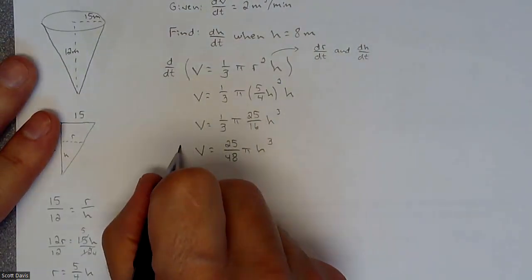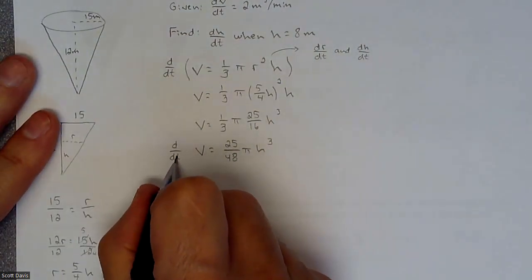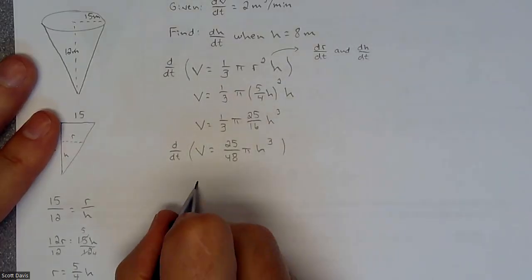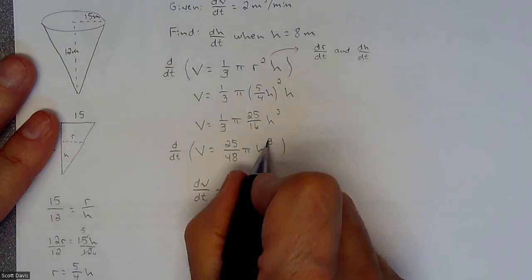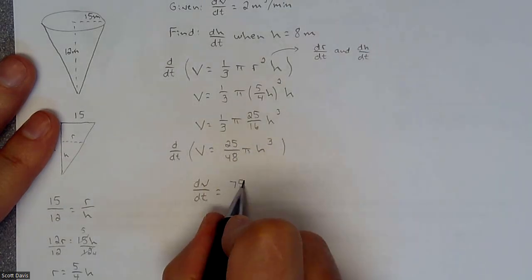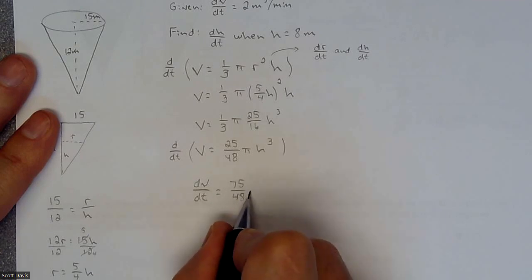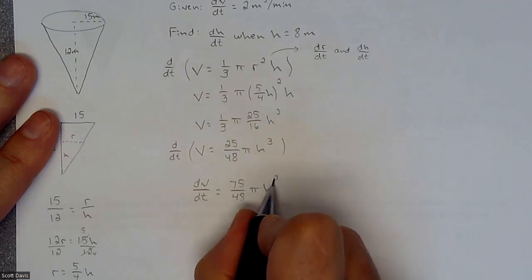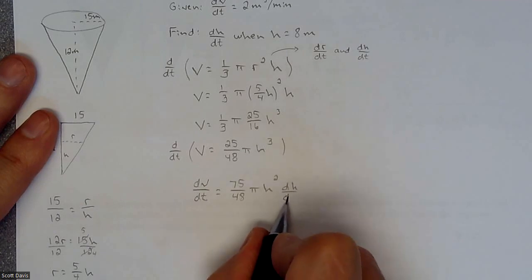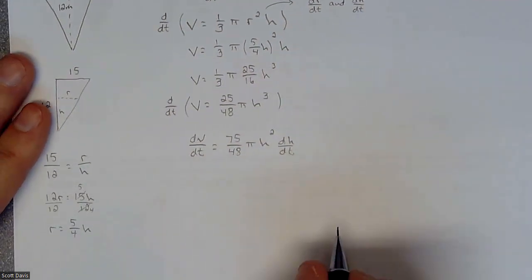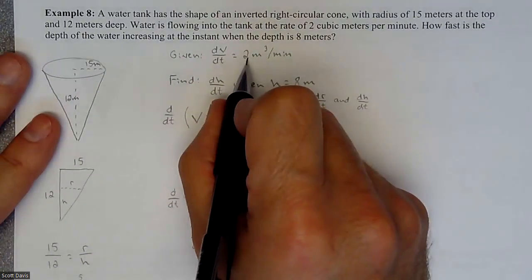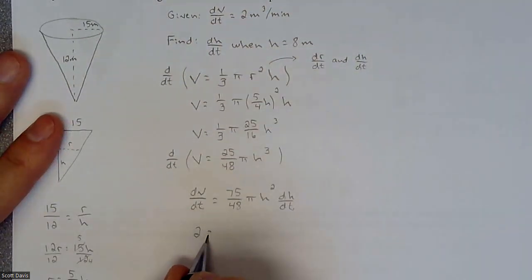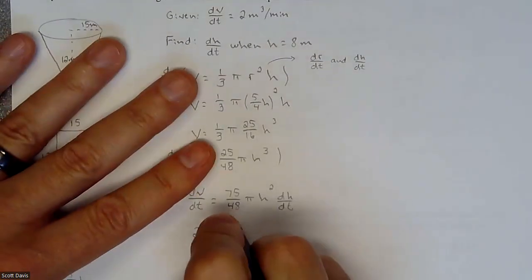All right, now we're ready to take our derivative with respect to time. So that'll give us a dV/dt equaling, if I bring the 3 in front, 75/48 pi h squared dh/dt, because of the chain rule, doing the derivative with respect to time. And then I can see what we have, what we're plugging in, what we're looking for. We have a dV/dt is 2. So 2 equals 75. I can simplify that.